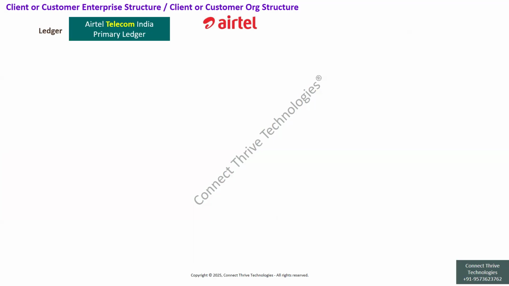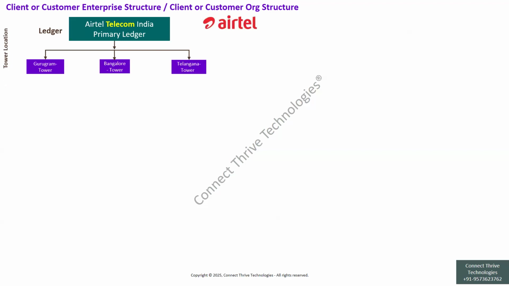Okay. Next, let's take Airtel. Airtel is there in India. They have operations in almost 15 countries or 11 countries, I believe. And their main business is telecommunication related business. So if you see within India, they have towers in multiple locations. Let's take an example, Gurgaon we have one tower, Bangalore we have one tower, mobile towers, Telangana we have one tower. So in this case, these towers will do different kinds of businesses.